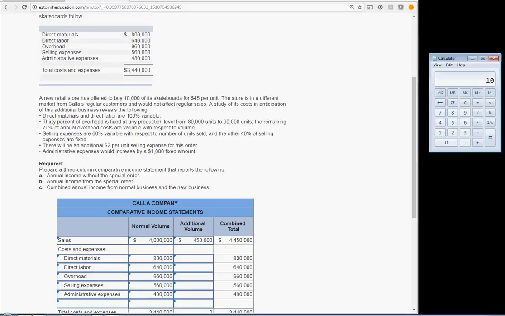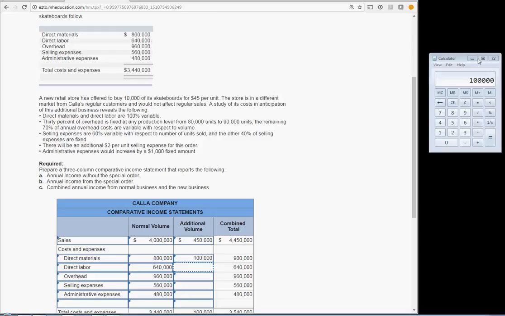then direct material is $10 per unit. If I'm producing 10,000 units at $10 per unit, I have $100,000 in direct material. Everybody see that? $100,000. I took 800,000 divided by the 80,000 normal units, because that's how many we produced here, to get $10 per unit, multiplied that $10 per unit times the 10,000 unit special order.